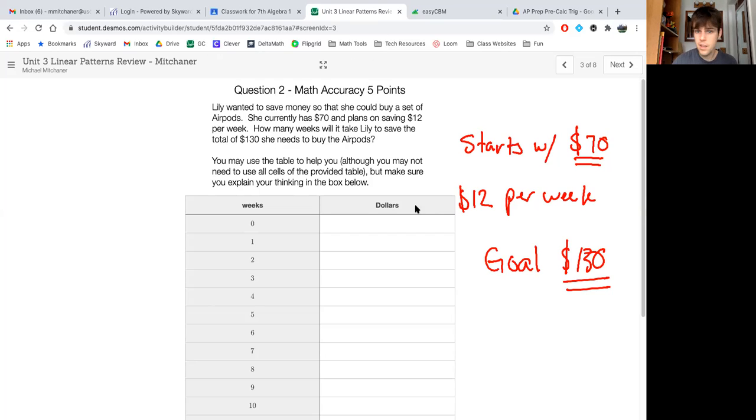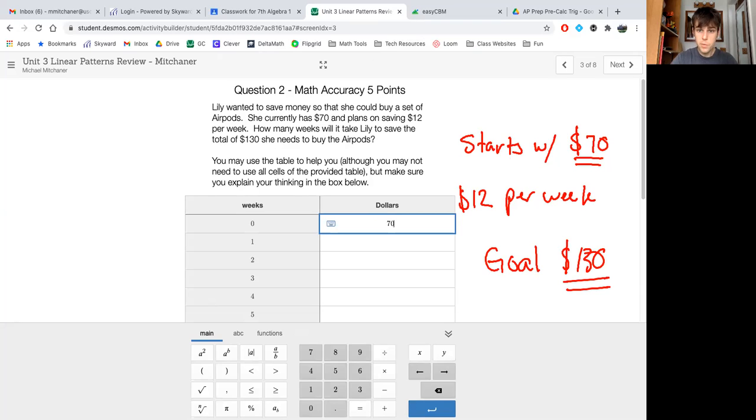So in this pattern, we can go a few different ways with this. One way would be to create a table. You can say, all right, she's starting with 70. At the beginning, that's like when our time is 0. So in this case, week 0, she has $70. And then she's going to be increasing by 12 each week. So after 1 week, she's going to have 12 more dollars. So we add 12 to that, we get 82. And then we add 12 the next week. She saved another $12 and we'd be up to 94. And then we add another $12. So she's at 106 and so on until hopefully we reach the goal here, right?